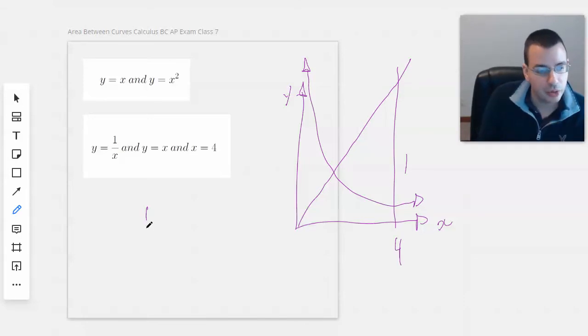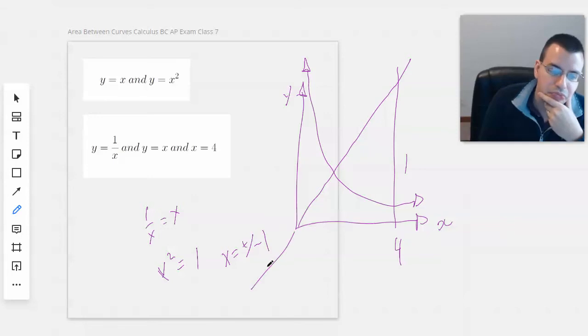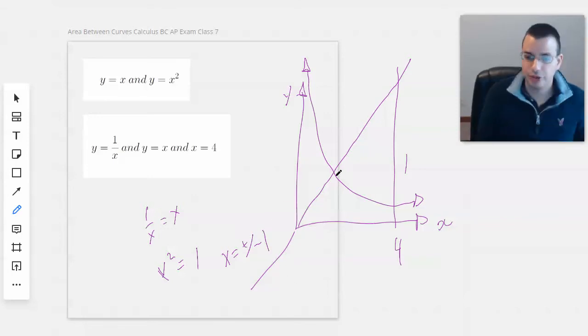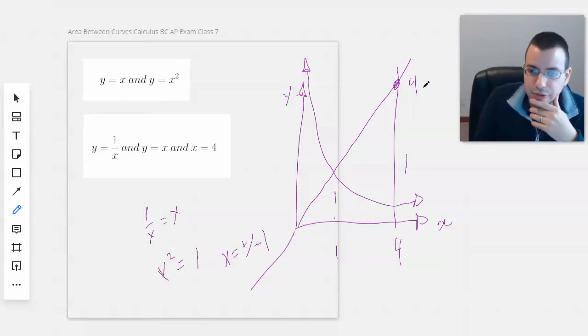When we set 1 over x equals x, we get x squared equals 1. So x equals plus or minus 1? Oh yeah, because you get the point down there too. Okay, we're going to go with plus 1 though. So this will be 1. And then this point here will be 4, 4.